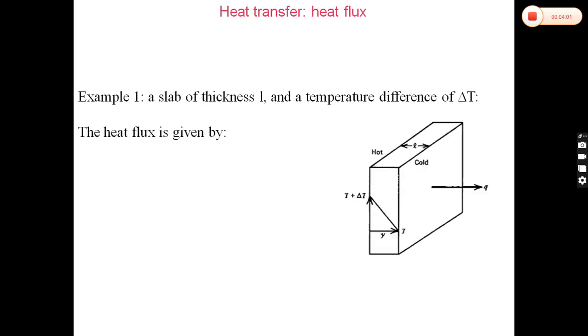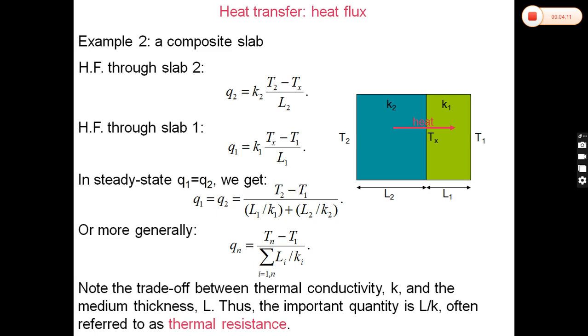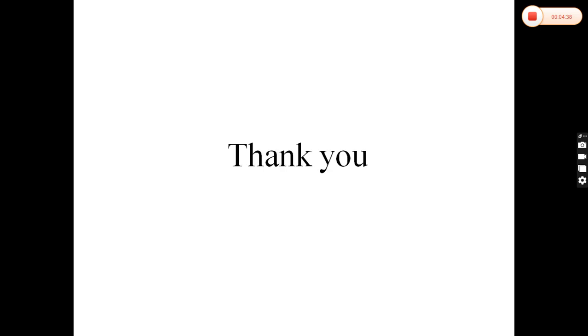Example: a slab of thickness L and temperature difference delta T. The heat flux is given by q equals k times delta T divided by L. For a composite slab, the heat transfer through slab 2 is q2 equals k2 times (T2 minus T x) divided by L2. Heat transfer through slab 1, q1 equals k1 times (T x minus T1) divided by L1. Therefore, q1 equals q2 equals (T2 minus T1) divided by (L1 divided by k1 plus L2 divided by k2). Thank you, students.